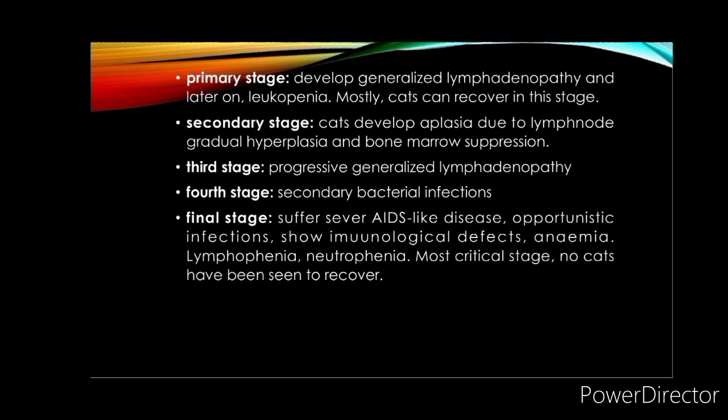We have these stages of feline leukemia virus AIDS. On the primary stage, the cats develop generalized lymphadenopathy and later on leukopenia. Mostly, the cats can recover in this stage. On the secondary stage, the cats develop aplasia due to gradual lymph node hyperplasia and bone marrow suppression. On the third stage, progressive generalized lymphadenopathy occurs. Then on the fourth stage, secondary bacterial infections occur.